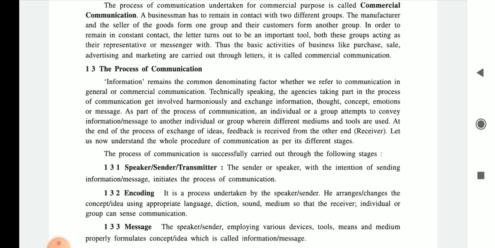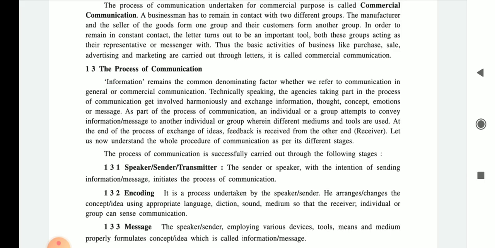In order to remain in constant contact, the letter turns out to be an important tool, with both these groups acting as representatives or messengers. See, if you have to stay tuned with this type of group, the tools are the most important part. And through messengers or any kind of social media, you can keep in touch with these groups.